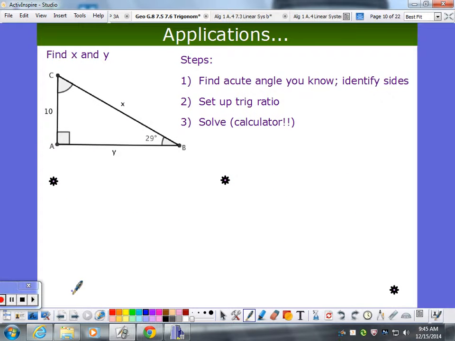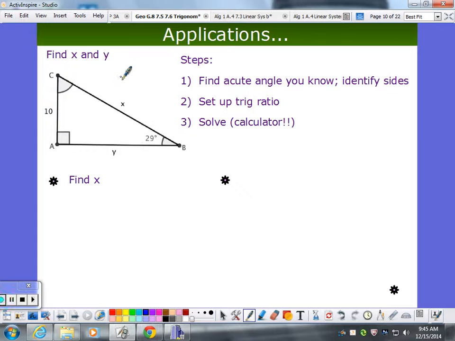We have another example here on the bottom of page 1. Find x and y. Let's see what we got here. So find the acute angle we know. 29, they're giving us 29. I can find angle C, but I'd rather use the one they give me. Set up the trig ratio. So let's see, if I want to find x.